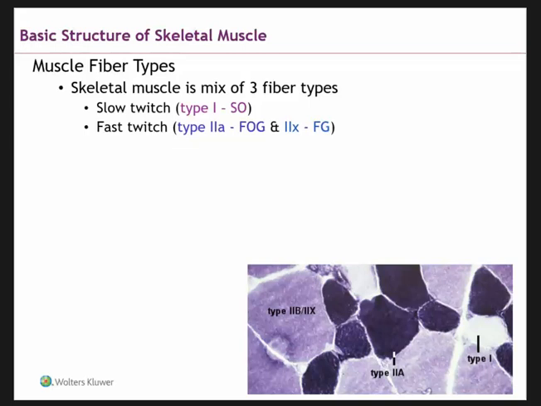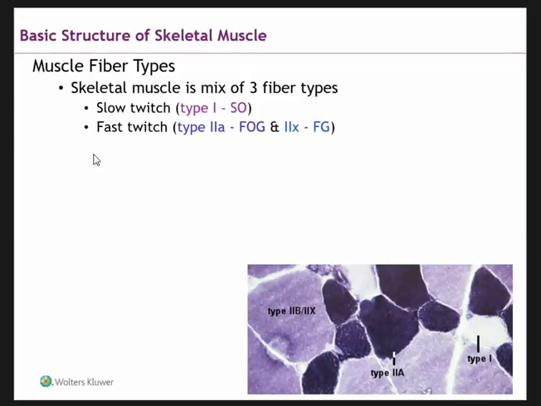So with fiber type, we first want to learn different classification systems of muscle. Okay, we have slow twitch and we have fast twitch. We also have type 1, type 2A, and type 2X. And then we also have SO, FOG, and FG. So what does all of that actually mean?